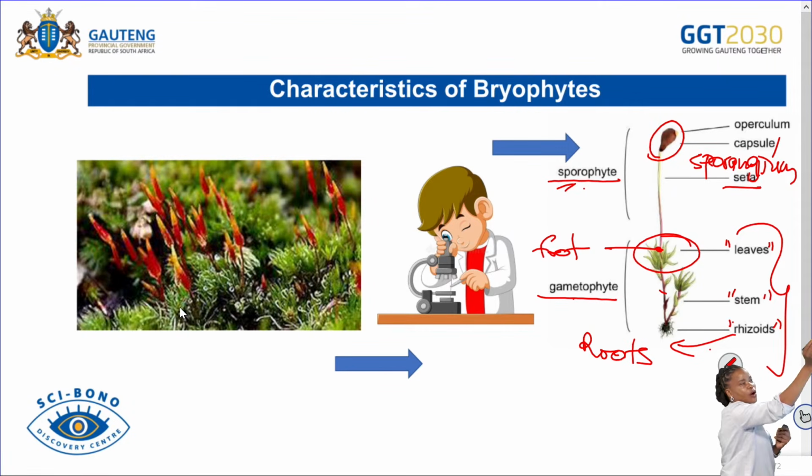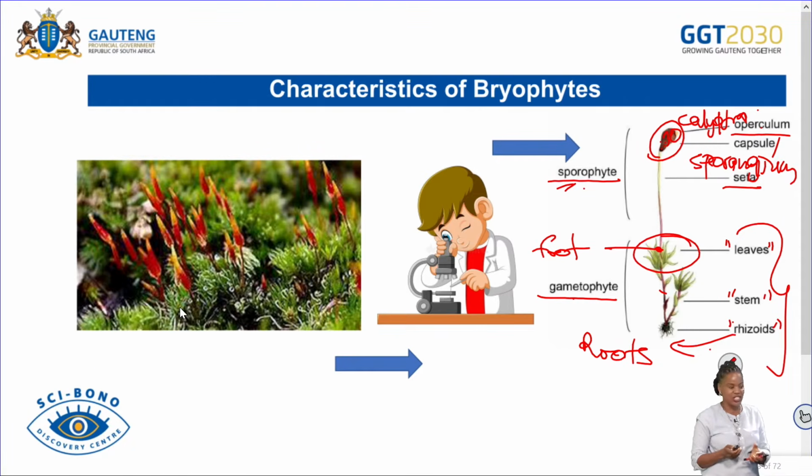And then the opening of the capsule or the opening of the sporangium is covered or enclosed by the operculum. Other textbooks use the terminology calyptra instead of operculum. So when we talk of operculum, we are talking about the part which covers the opening of the capsule. Now inside the capsule, that's where spores are developing. So that is why it is also referred to as a sporangium.